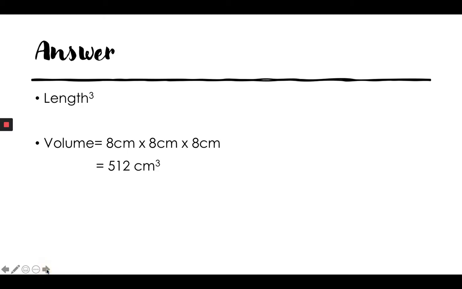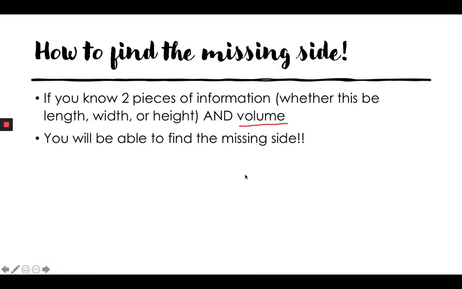Okay, let's carry on. There's also a way that you can figure out a missing side if you know the volume. You need at least two pieces of information, whether it be length, width, or height. You will just need two of those, and maybe your question will be to find the width or the height from the volume. So you will be able to find the missing side.